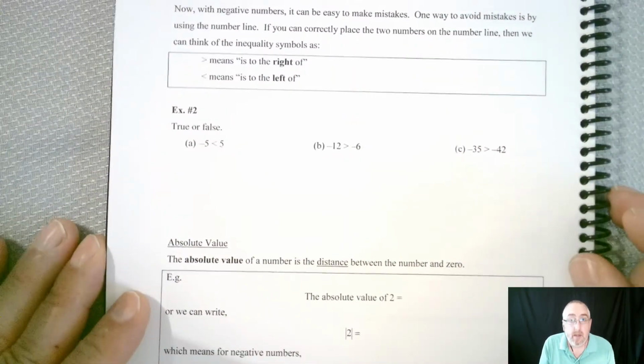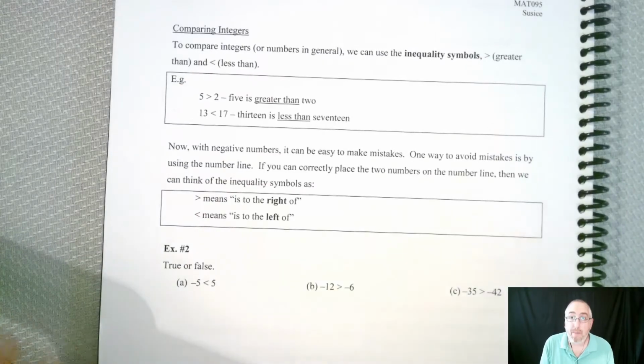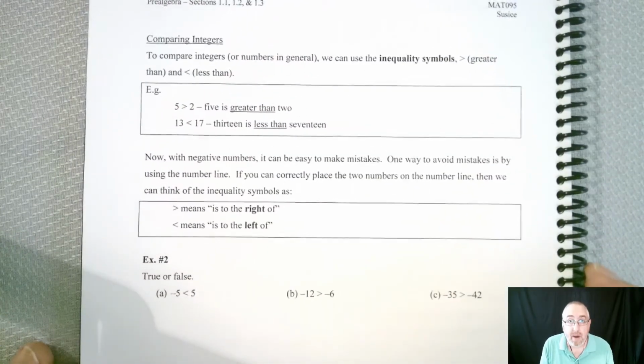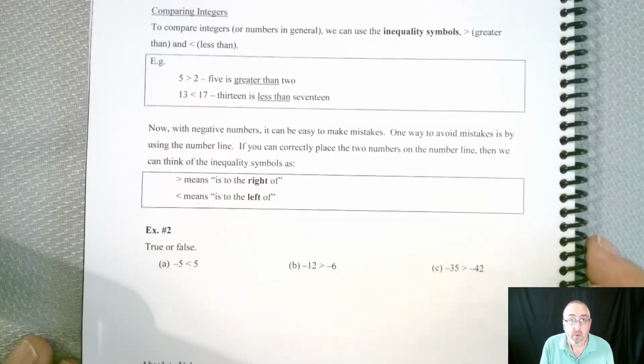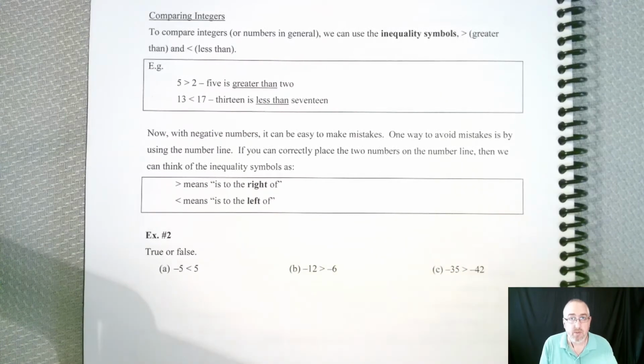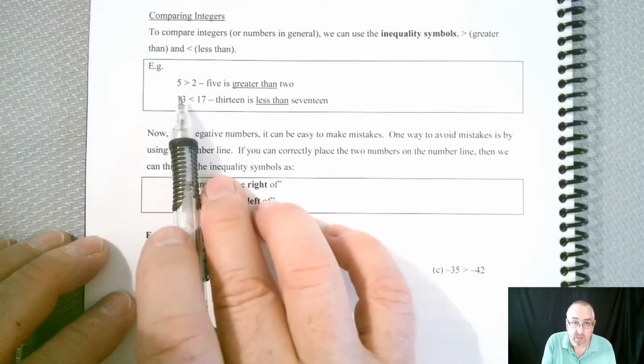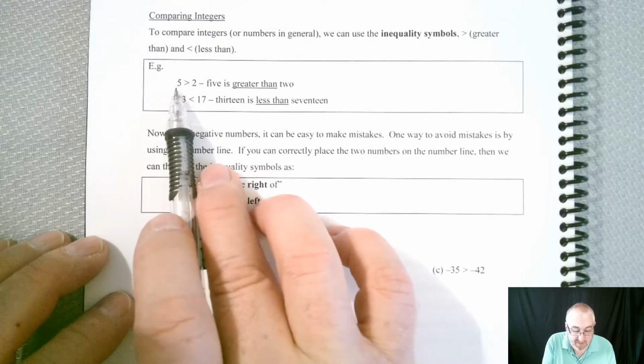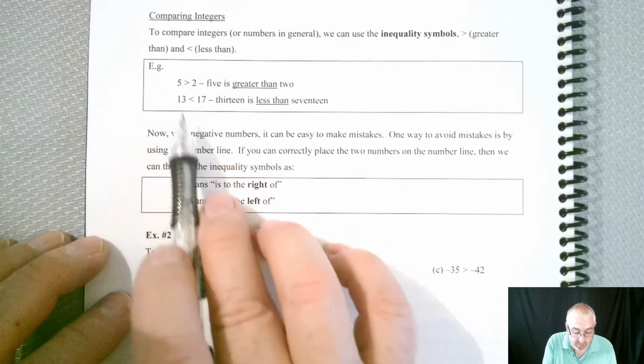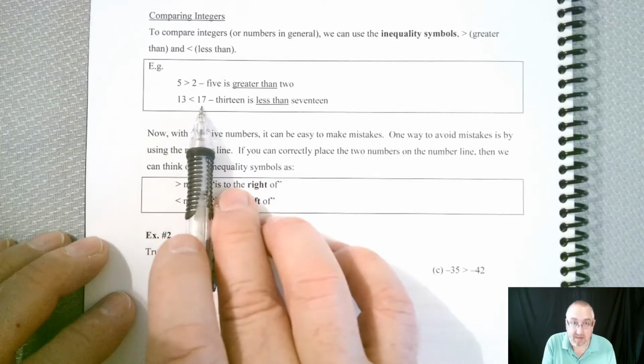All right. Now, if we want to compare numbers, we can do it using inequality symbols. We got greater than and less than, and we got other ones as well, but we're just going to use greater than and less than to make it simpler. Now we just got to be careful how we interpret those signs. In this case, we got 5 is greater than 2. We got 13 is less than 17.